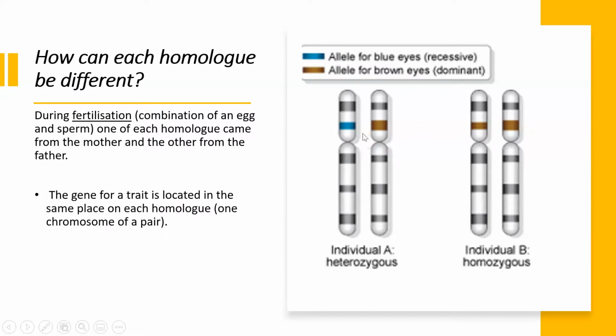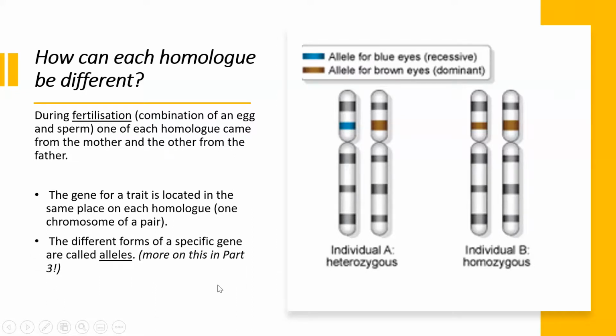You can see in this pair here, we've actually got an allele, so a gene to a certain extent, for blue eyes, and we've got one for brown eyes. So the gene appears at the same point on each chromosome, but they're different. The trait is located at the same point on each homologue. We've got a chromosome pair and the same gene trait at the same point. But the different forms of the specific genes are what we call alleles, and we're going to have more about this in section 3.